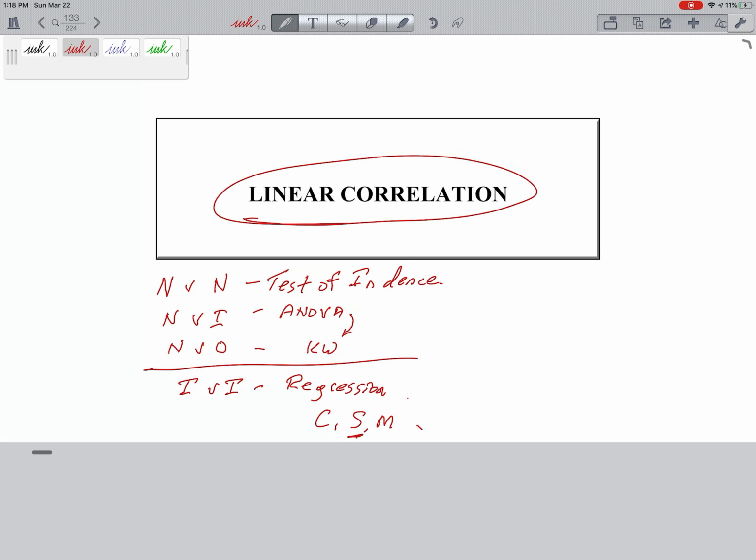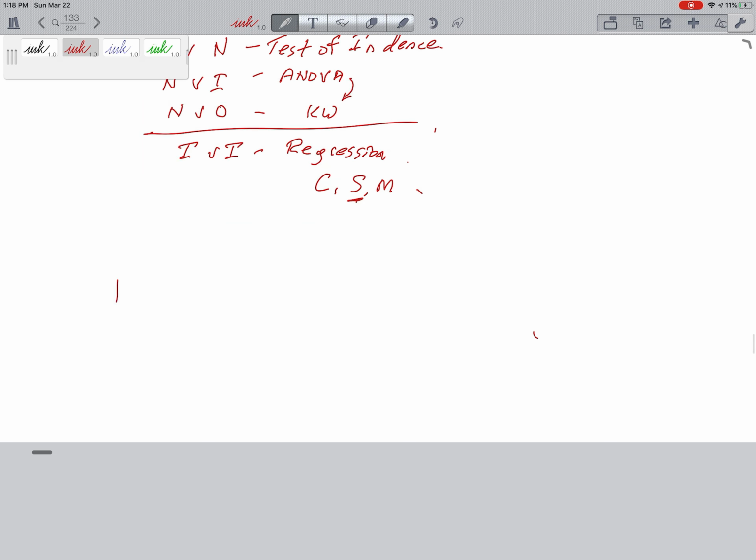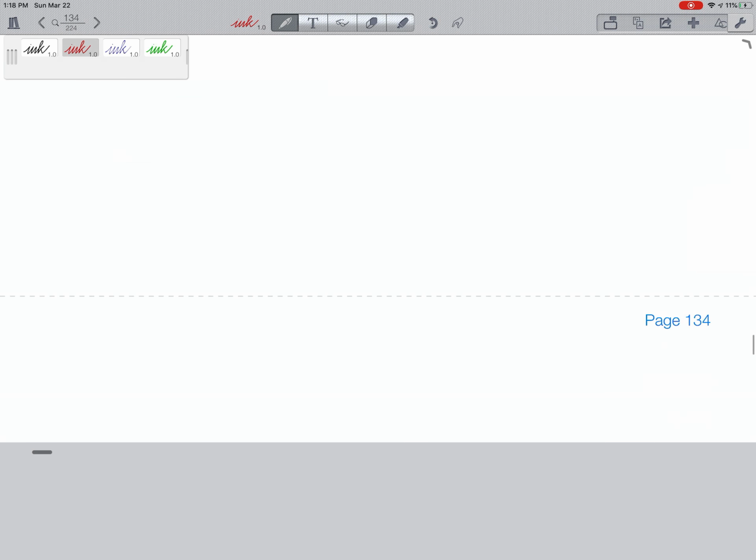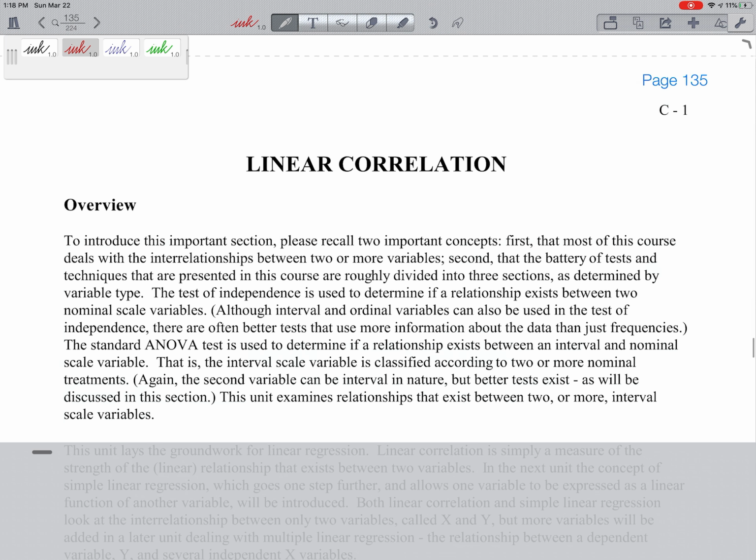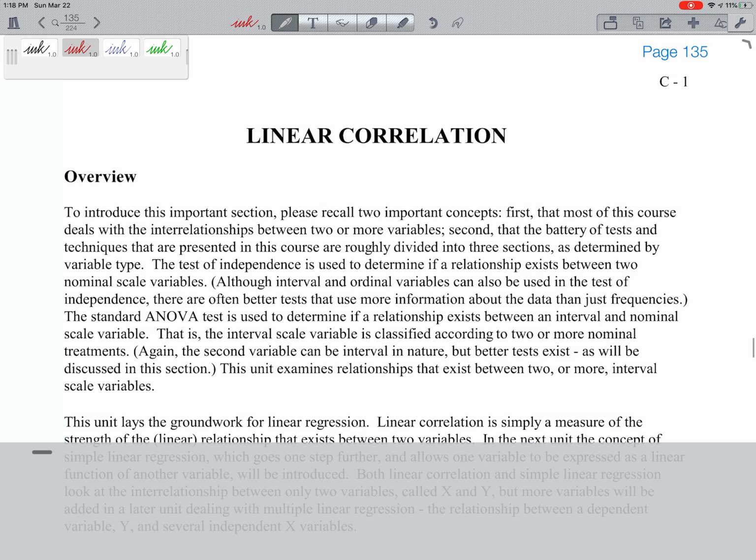So let's continue on here then, and we're going to dive into section C here. Just going to scroll up like this. There we go. So I'm on page C1. We're going to go from C1 to C4 in this particular lesson. And I'm on page 135 here.